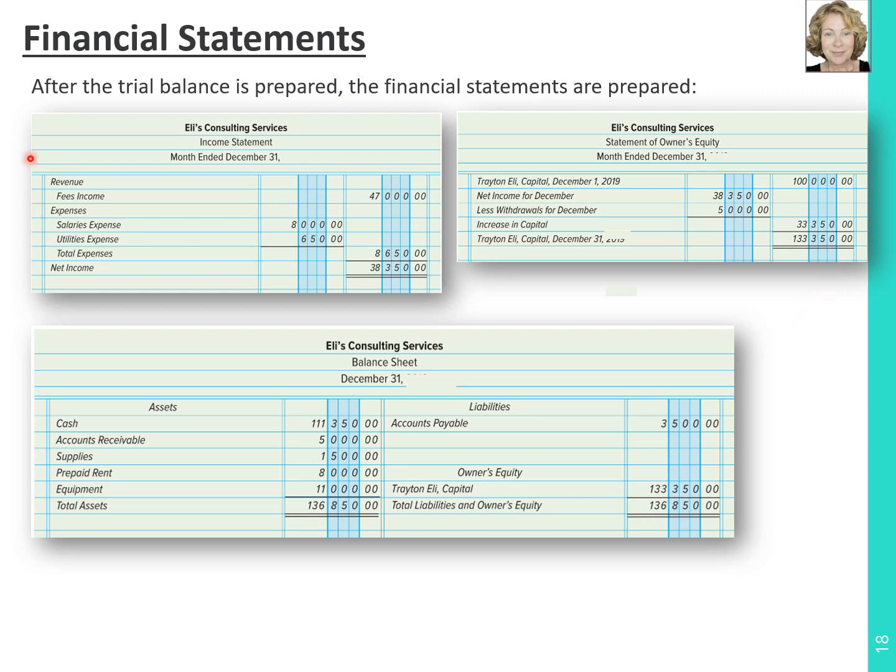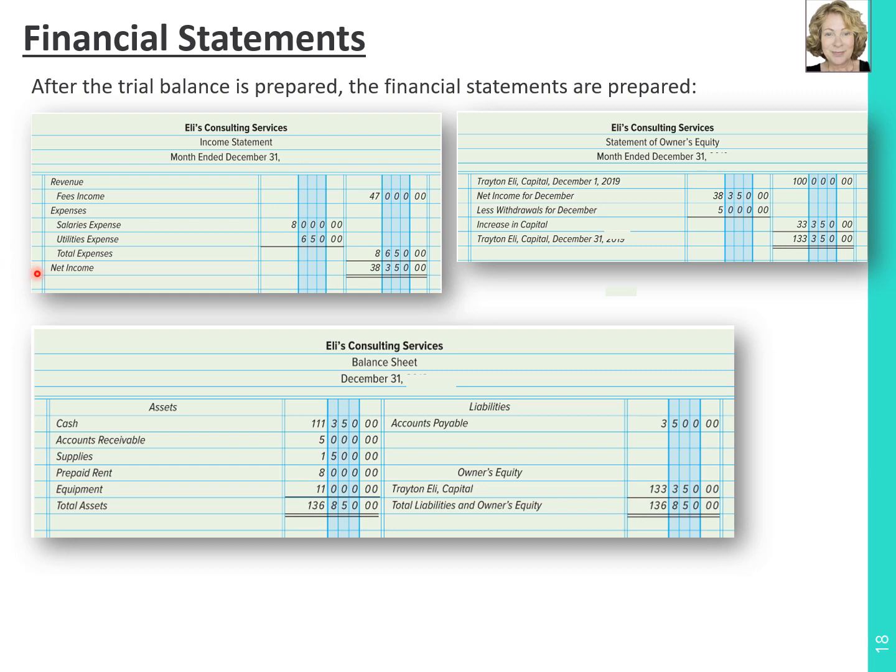So let's start with the income statement. We go back to our trial balance. We enter the fee income from our trial balance. We enter the expenses. We subtract the expenses from the revenue and come up with net income.